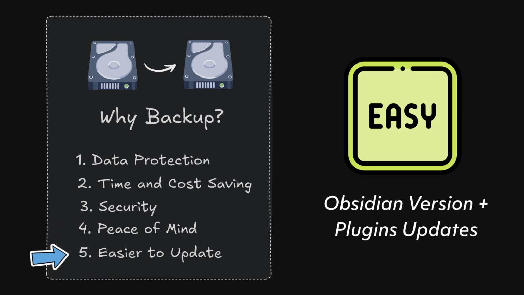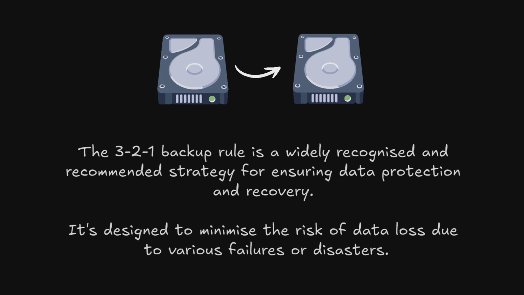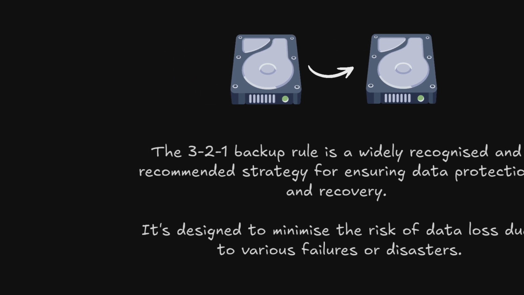Easier to update. When you want to update Obsidian or experiment with Obsidian plugins, it's nice to have a backup of your files in case something goes wrong. The 3-2-1 rule for backups. The 3-2-1 backup rule is a widely recognized and recommended strategy for ensuring data protection and recovery. It is designed to minimize the risk of data loss due to various failures or disasters.